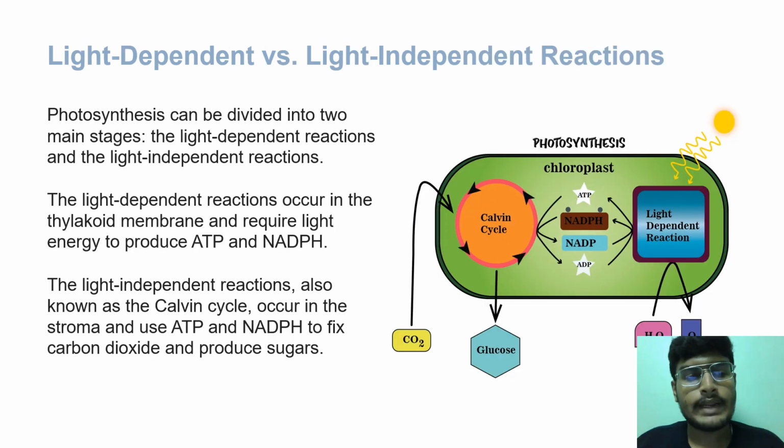And light dependent versus light independent reactions. Photosynthesis can be divided into two main stages, the light dependent reaction and the light independent reaction. The light dependent reaction occurs in the thylakoid membrane and requires light energy to produce ATP and NADPH. The light independent reaction, also known as the Calvin cycle, occurs in the stroma and uses ATP and NADPH to fix carbon dioxide and produce sugars.